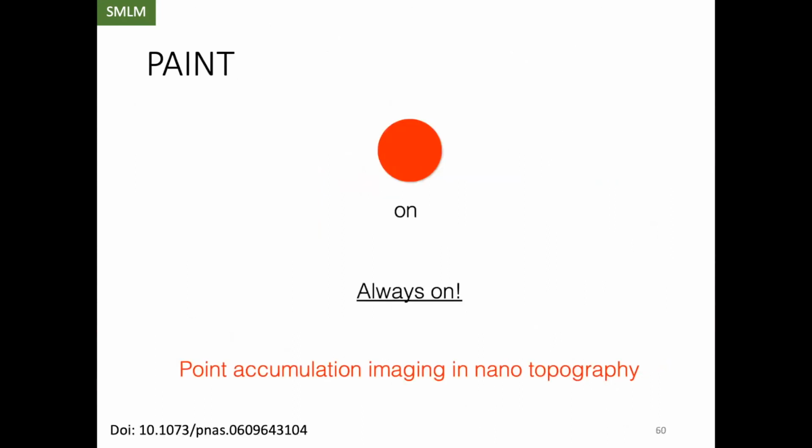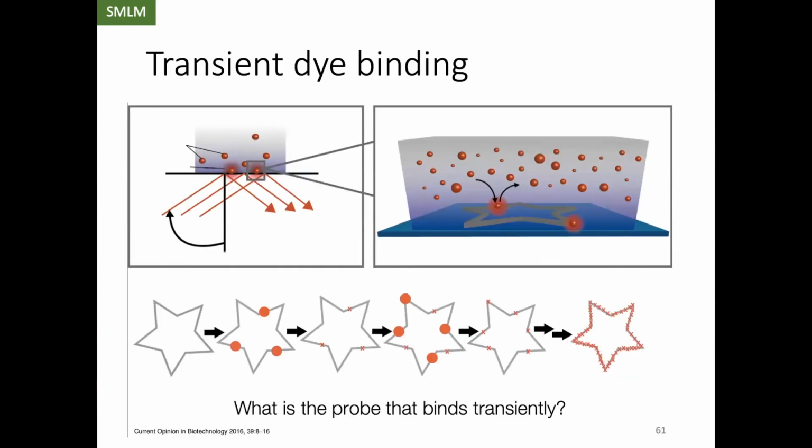So that was PALM. Yet another way is using PAINT. That's called point accumulation imaging in nanoscale topography. So in PAINT, the dye itself is not chemically changing or being chemically activated, but it does change in fluorescence depending on its environment. So for example, we have a structure that we want to image, and we have a lot of these dyes in solution. And only when the dye binds to that structure, it becomes fluorescent.